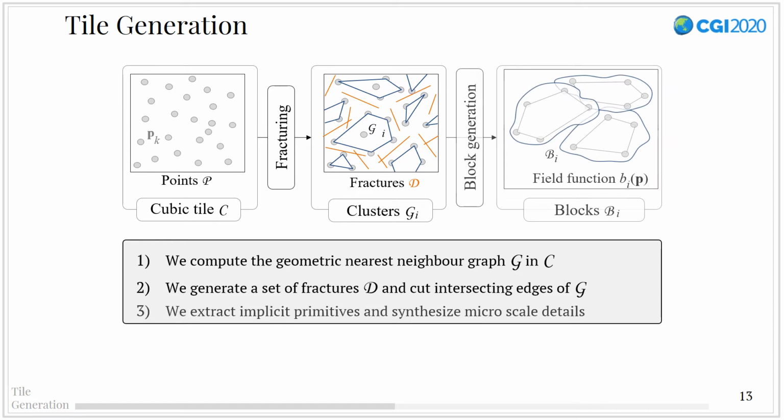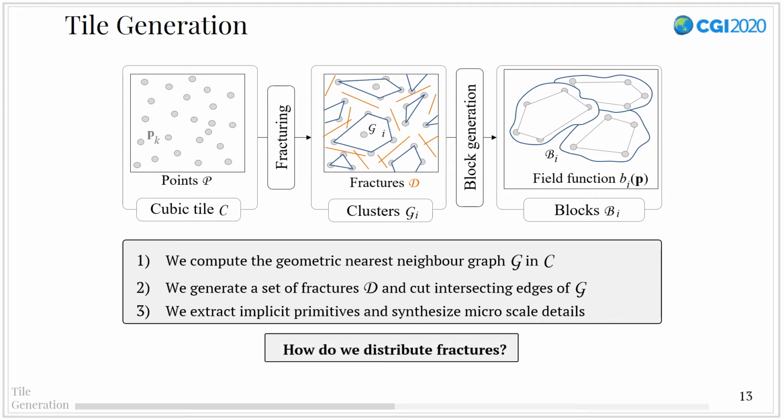Finally, we extract implicit convex primitives and create a scalar function for each block in the tile. Note that only one step of the pipeline changes based on the type of block that we want to create. The remaining question now is, how do we distribute fractures so that blocks will have the desired shape?